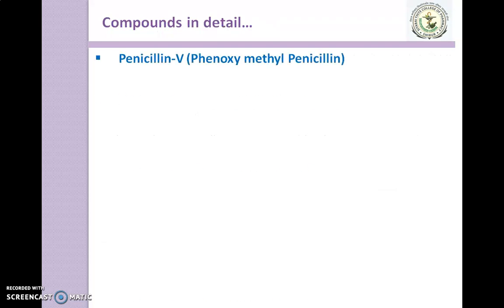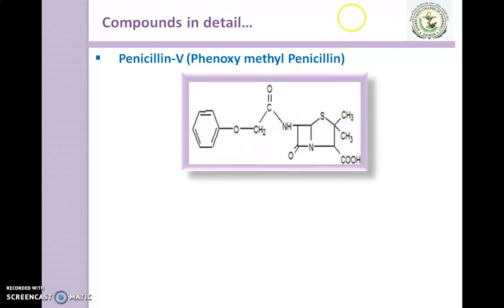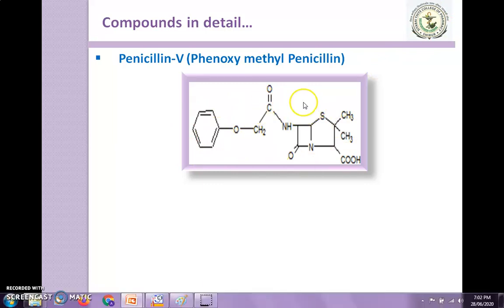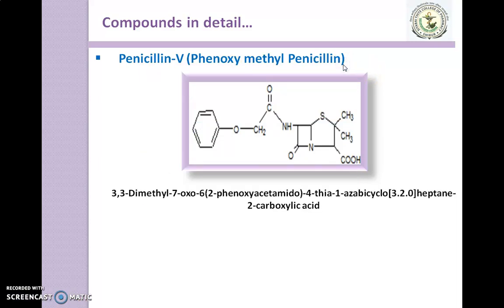The second beta-lactam antibiotic is penicillin V. It is also called phenoxymethyl penicillin. The structure is here and you will see that it contains a phenoxy moiety and a methyl group along with penicillin. So the name phenoxymethyl penicillin. Here is its IUPAC nomenclature.